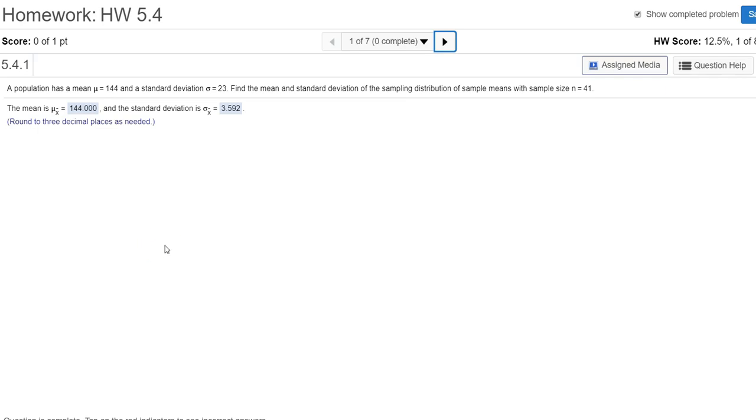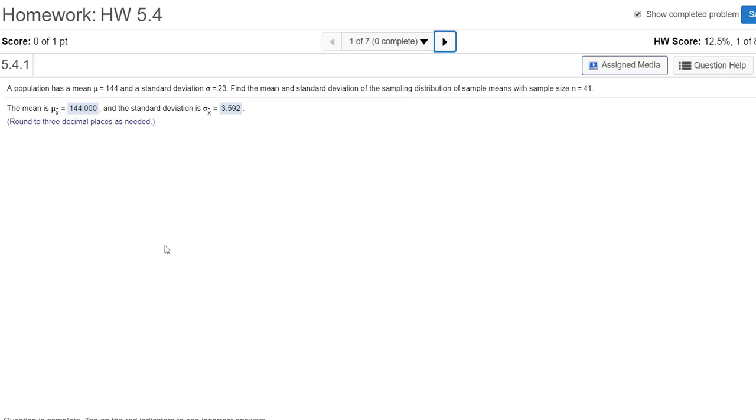Problem number 1. A population has a mean mu of 144 and standard deviation of 23. Find the mean and standard deviation of the sampling distribution of sample means with sample size n equal to 41.